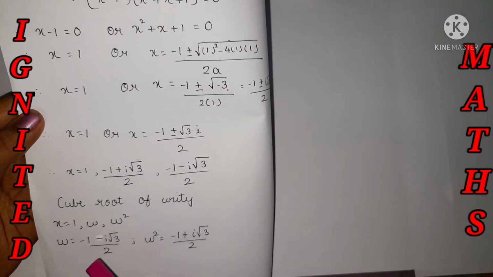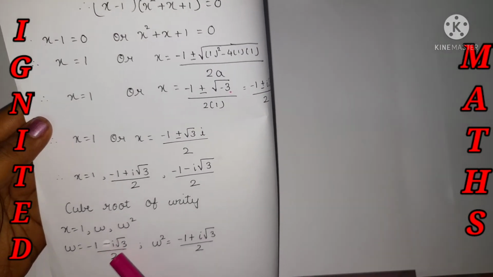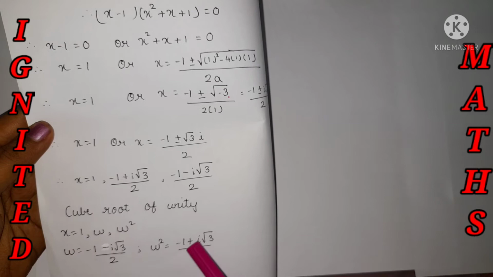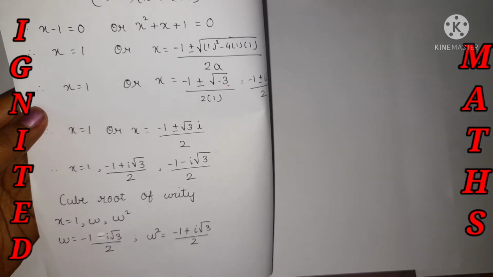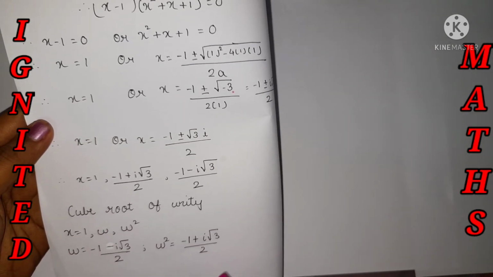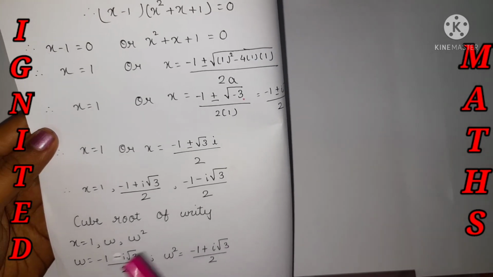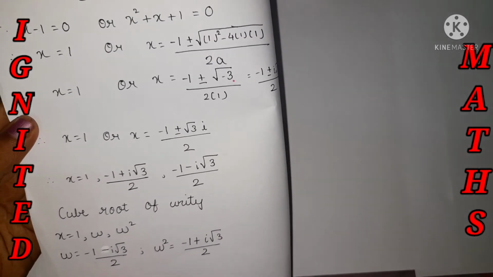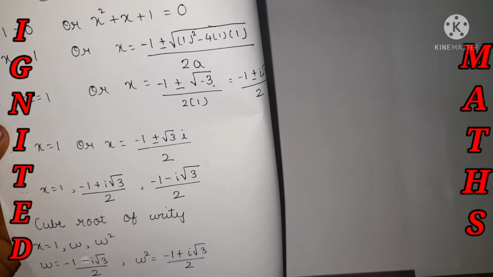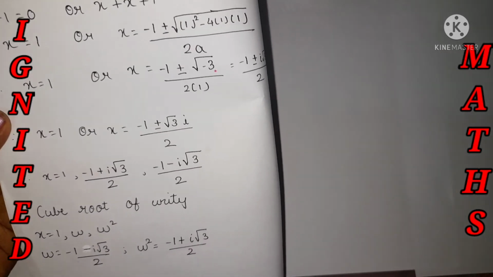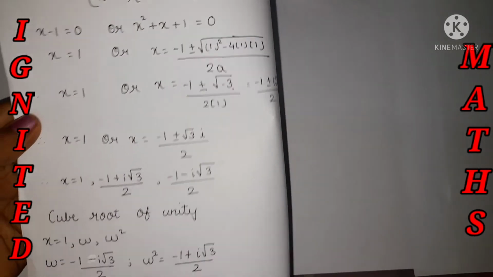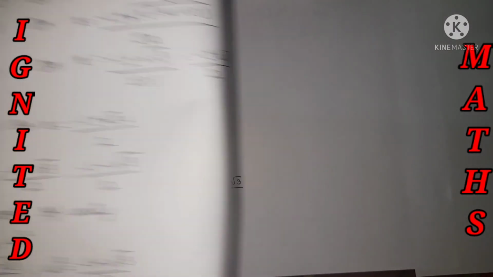Here I have shown omega as minus 1 minus i root 3 divided by 2, and plus i root 3 divided by 2 is equal to omega square. I have shown it, but we can even take the vice versa part. That is, minus 1 minus i root 3 divided by 2 may be the omega square, and over here the omega. The vice versa part will also be proved. That also I will be showing on the right hand side.